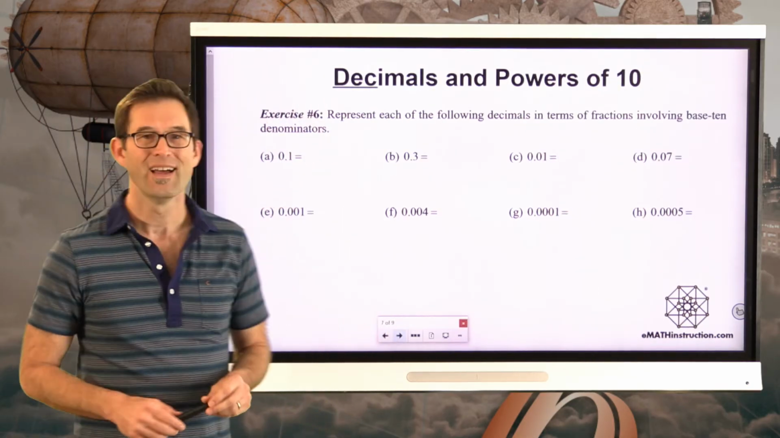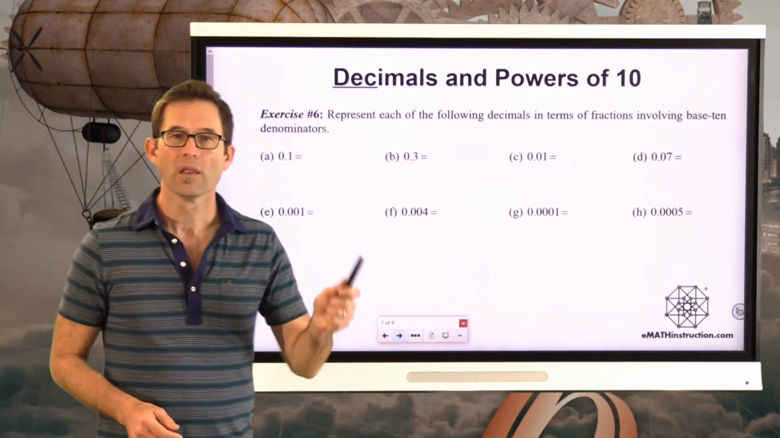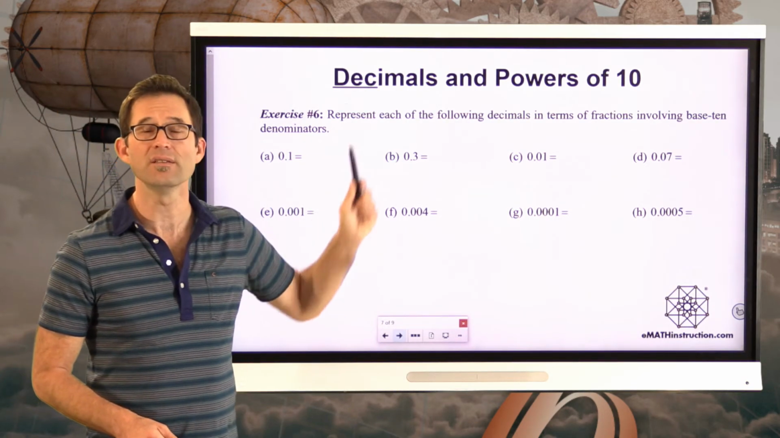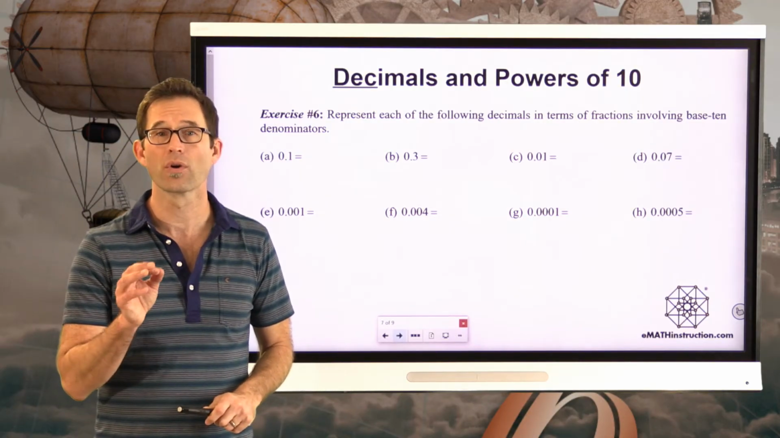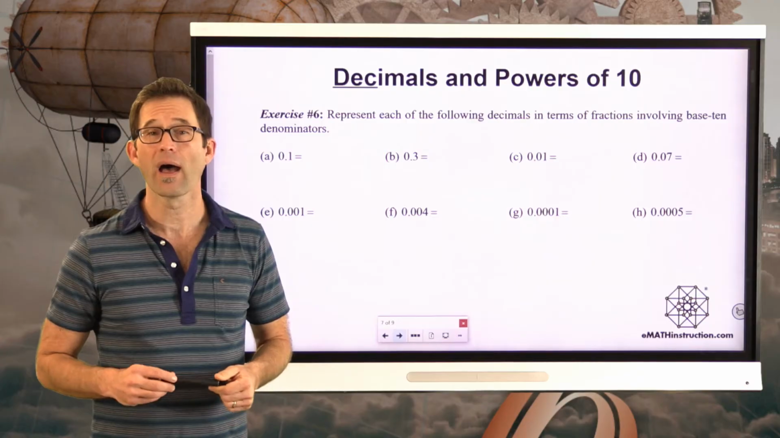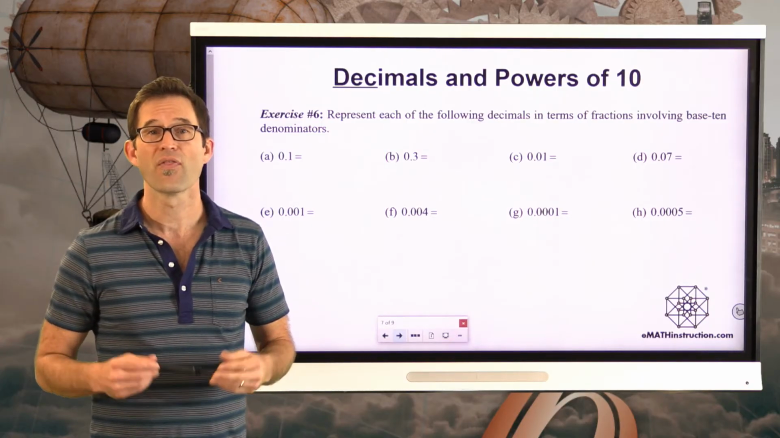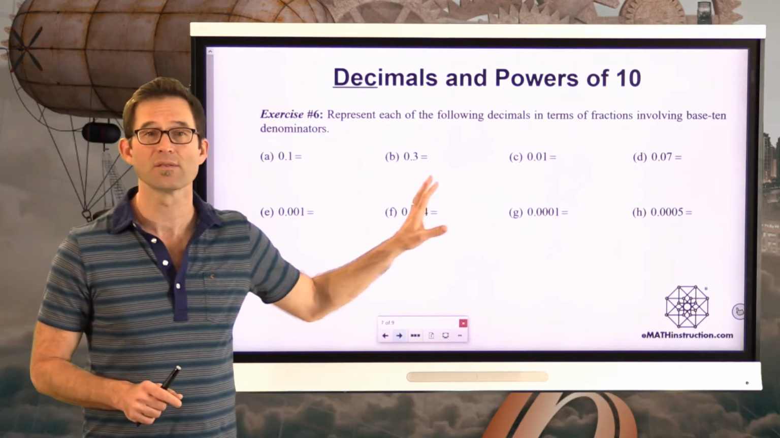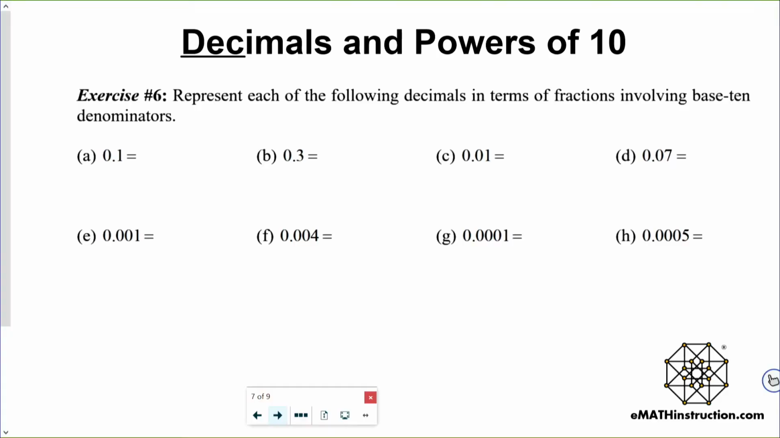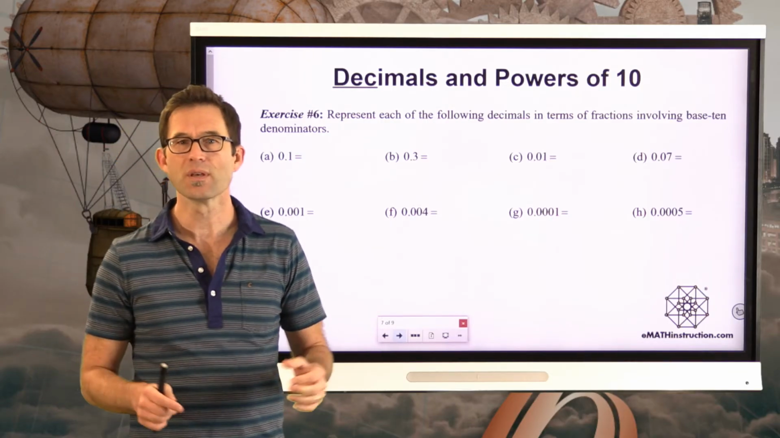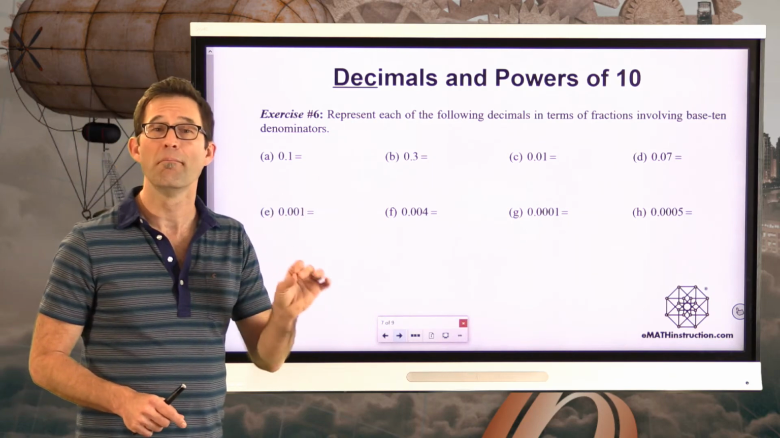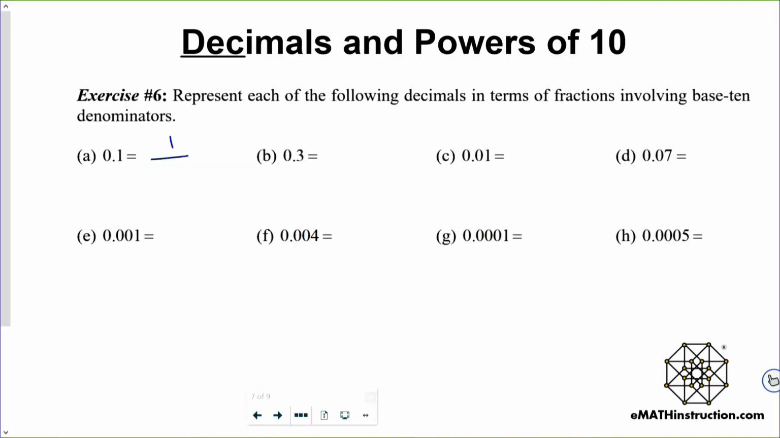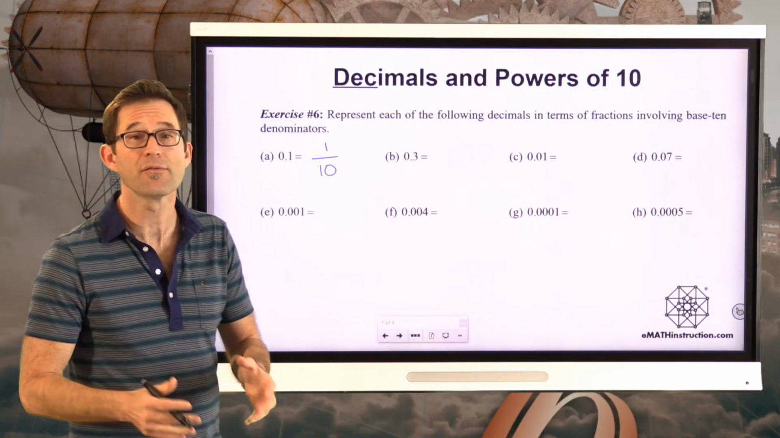A few more problems. Decimals and powers of 10. Literally, in the word decimal is DEC. DEC stands for 10. Decimals, though, now have to do with tenths, hundredths, thousandths, ten-thousandths, etc. So let's do some review of some basic decimal ideas. Exercise number 6. Represent each of the following decimals in terms of fractions involving base 10 denominators. All right, so simple enough. 0.1 by definition is 1/10. All right, it is the fraction 1/10.